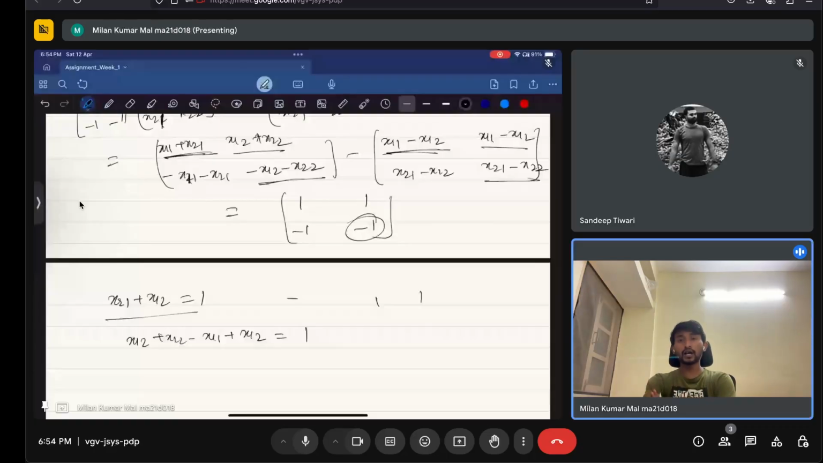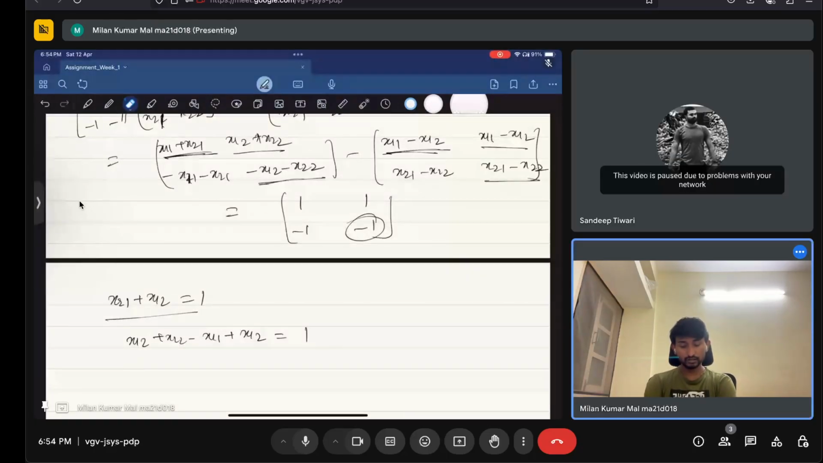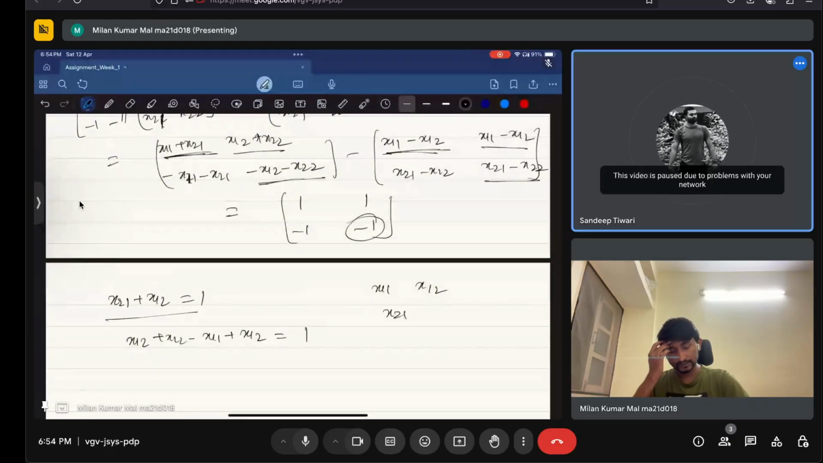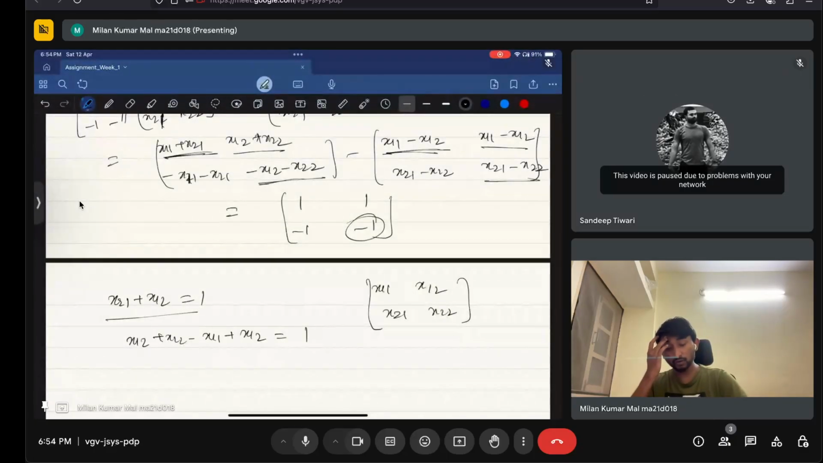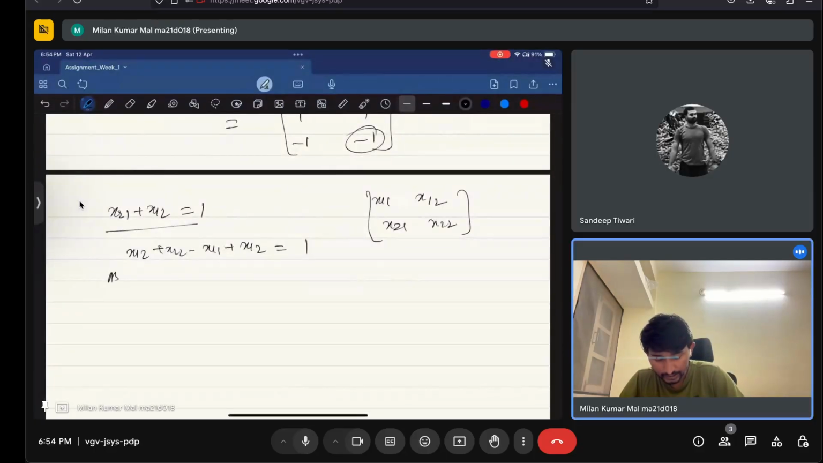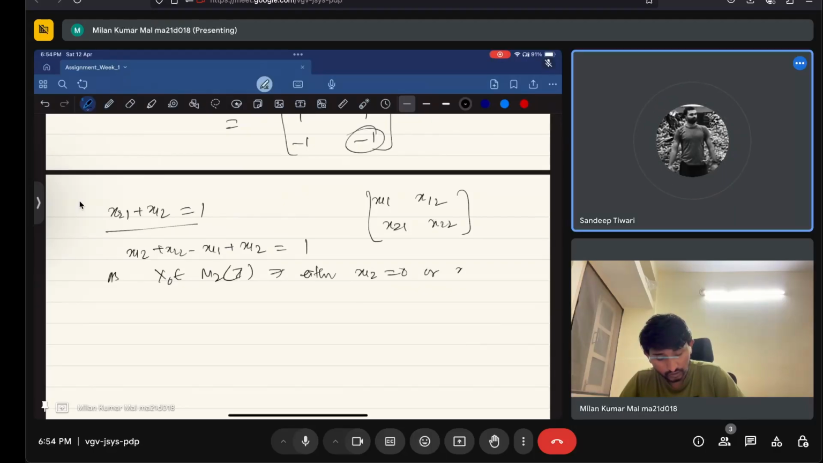Okay, so what is the possible value of x12 and x21? Some of them are non-zero, right? Yes sir. So we have the matrix, and x11, x21, x12 belong to Z. Right. So therefore one of them should be zero, as x naught is in M2Z, that implies either x12 equals 0 or x21 equals 0.